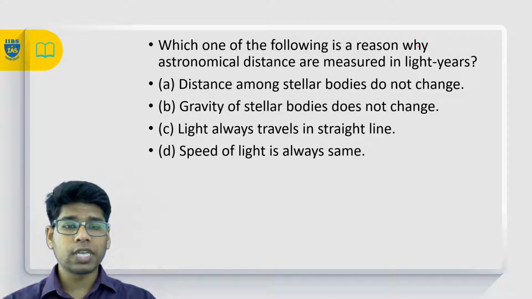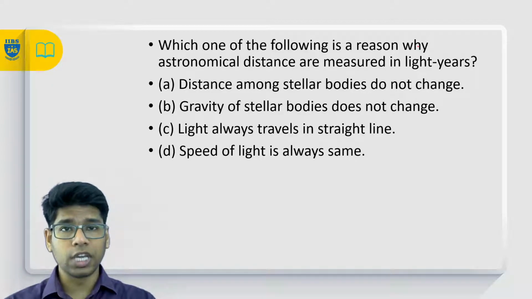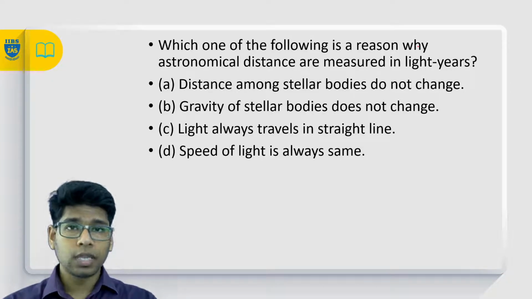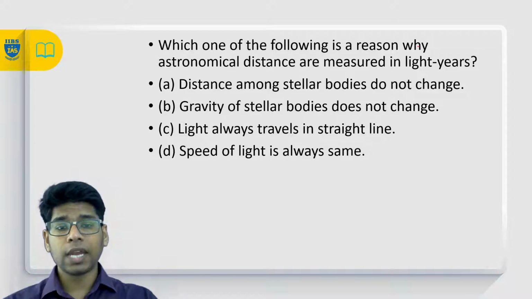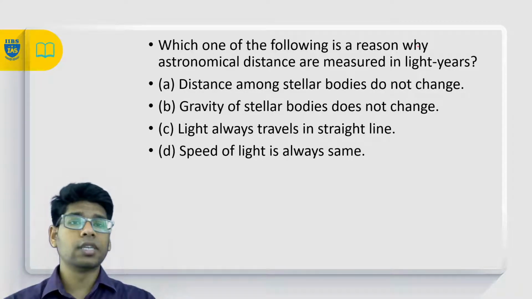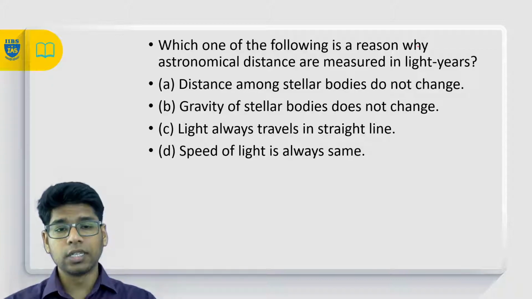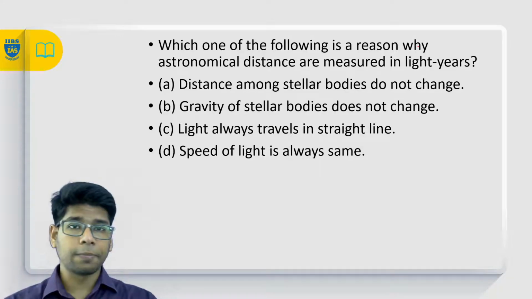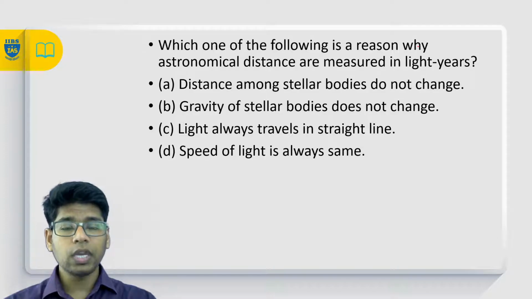And the gravity of the stellar bodies does not change. The gravity does change with the change in the mass, and the light always travels in a straight line. So no, it has both the particle nature and the wave nature, and the speed of light is always the same. Yes, right? As per Einstein's theory of relativity, he has considered the speed of light to be the same always. So that's why we are taking the same measure and we are trying to measure the distance using light. The speed of light is always the same.